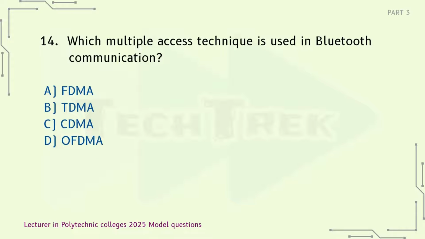Which multiple access technique is used in Bluetooth communication? A. FDMA. B. TDMA. C. CDMA. D. OFDMA. Correct answer is option B. TDMA.